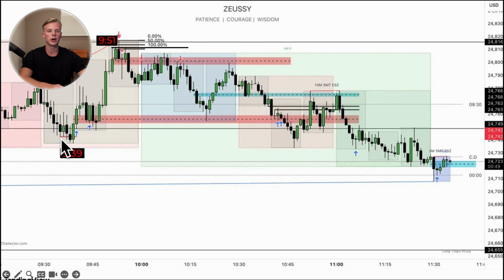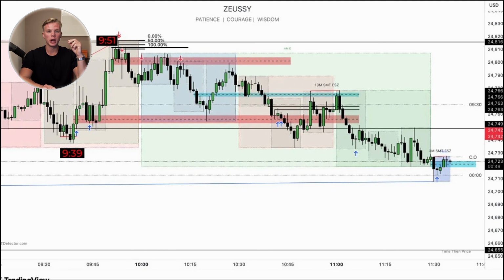What do you think intermarket relationship is signaling to you there? SMT taking place. Manipulation occurred. That manipulation is being confirmed by the SMT, and when you pay attention to the time at which that reversal occurred, 9:39, again add up all of the numbers. 9 plus 3 equals 12. 12 plus 3 equals 21. 21 is 2 plus 1 equals 3.